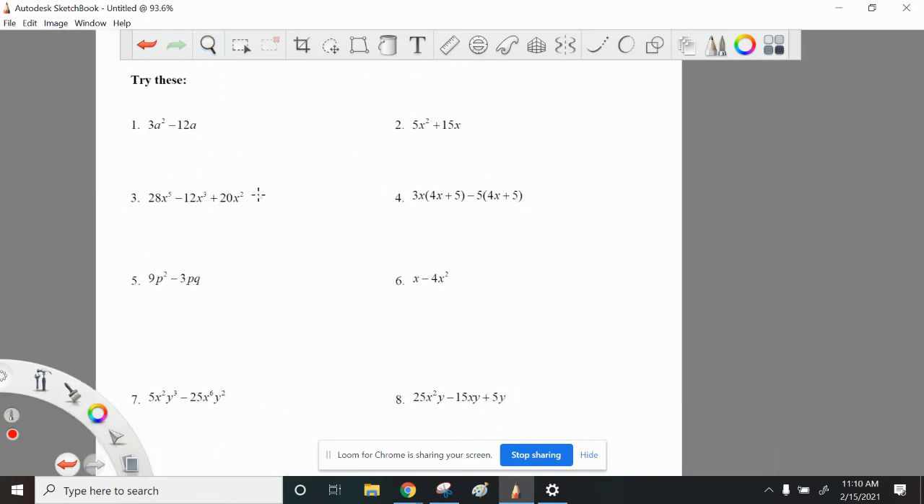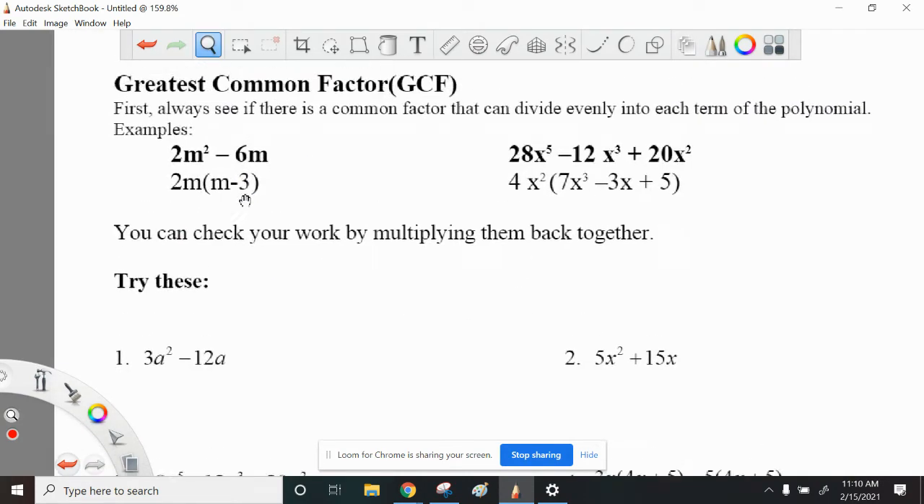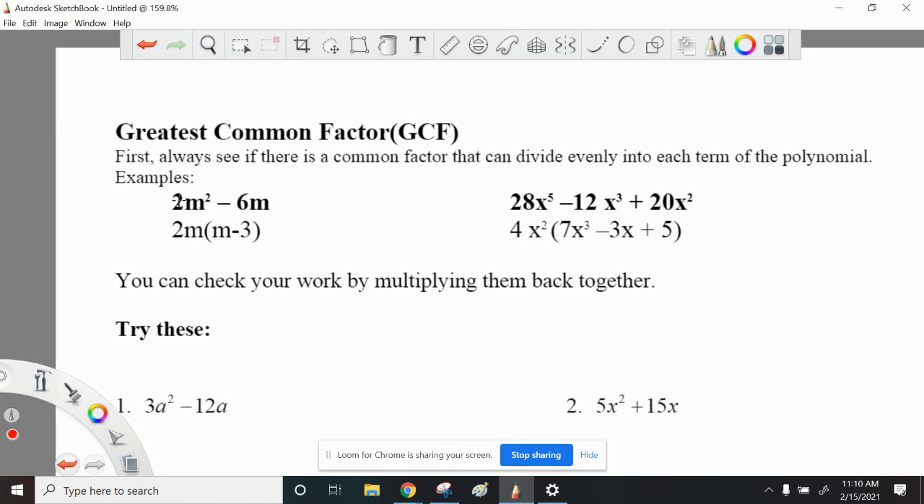Let's get into the actual notes now. If you look at these examples here, we've got 2m squared minus 6m, and we're thinking, what can we take away from both pieces? What do both pieces have in common? Because we're doing distributing, which is multiplying, we're always thinking about multiplying, not addition or subtraction. This is the answer here, and they've said that there is a 2 in common. 2 and 6 can both be divided by 2, and there's an m in common because this one has 2 m's and this one has 1 m.